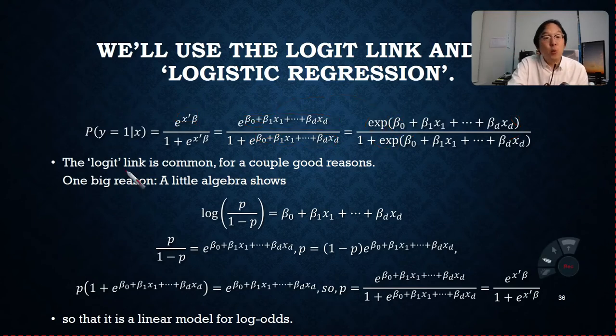That's it. The logit link is common for a couple of good reasons. One big reason: a little algebra shows that this goes together with the probability ratio. We call it the odds ratio: probability of having it over not having it. Probability of bankruptcy relative to probability of surviving, P over 1 minus P. That's the odds ratio. Okay, take the log of it.